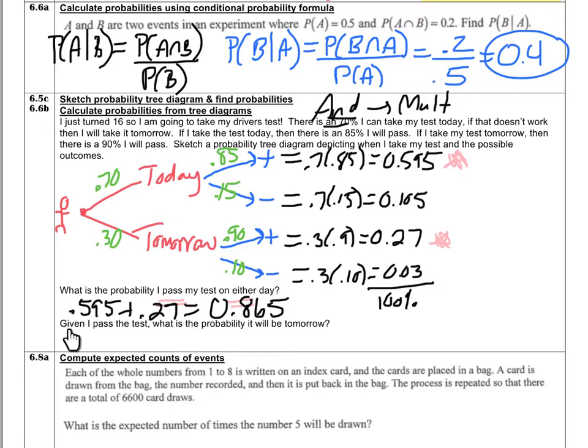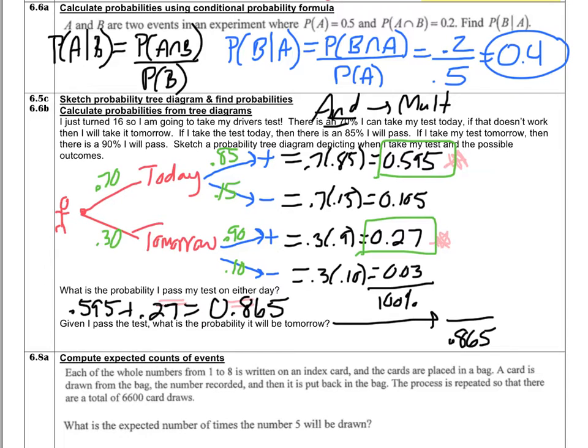The second question: given I pass the test, what is the probability it will be tomorrow? So this is a given statement. Remember on that, we've just shrunk down the sample size. So I need to narrow down my fraction to be given that I passed the test. So I'm going to find all of the branches that say I passed the test, and that would be this branch and this branch. The total of those two, which we actually already found, is going to be the bottom of my new fraction. So I'm actually only looking at the 86.5% of the group.